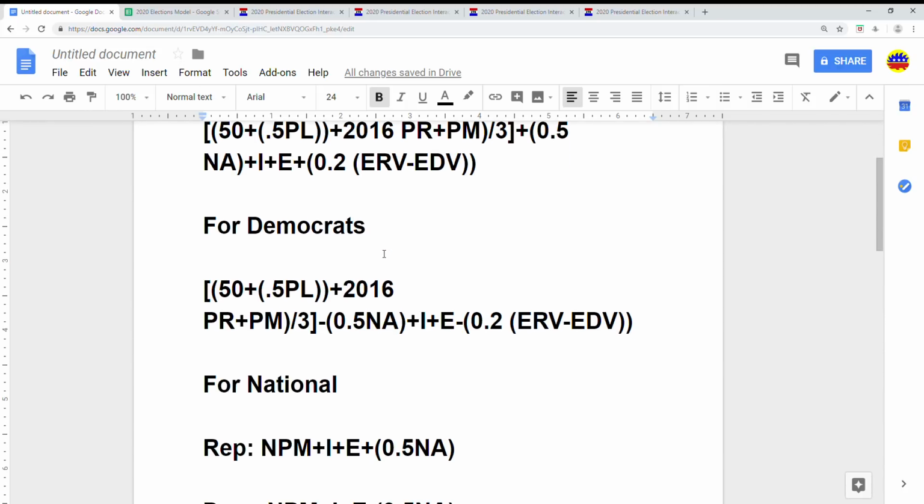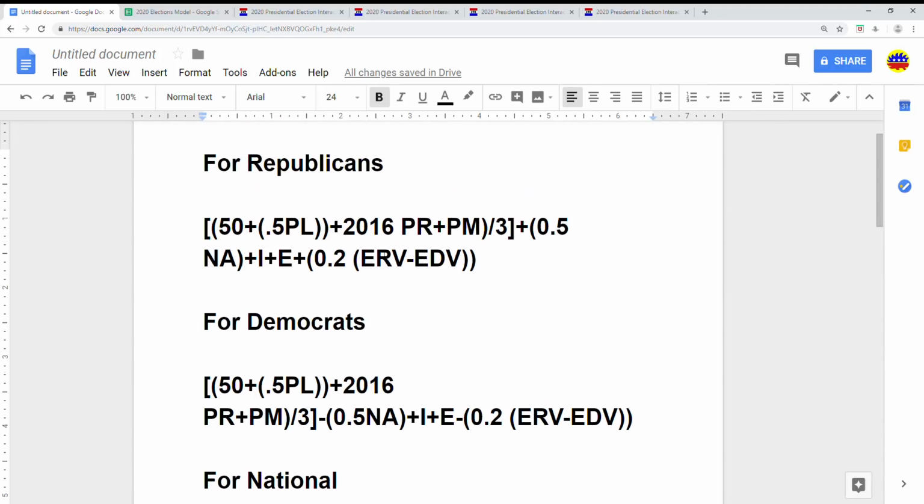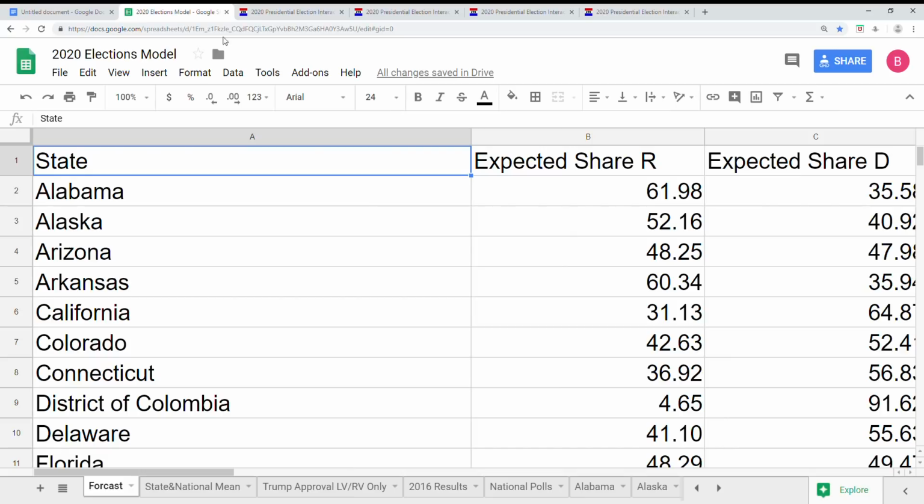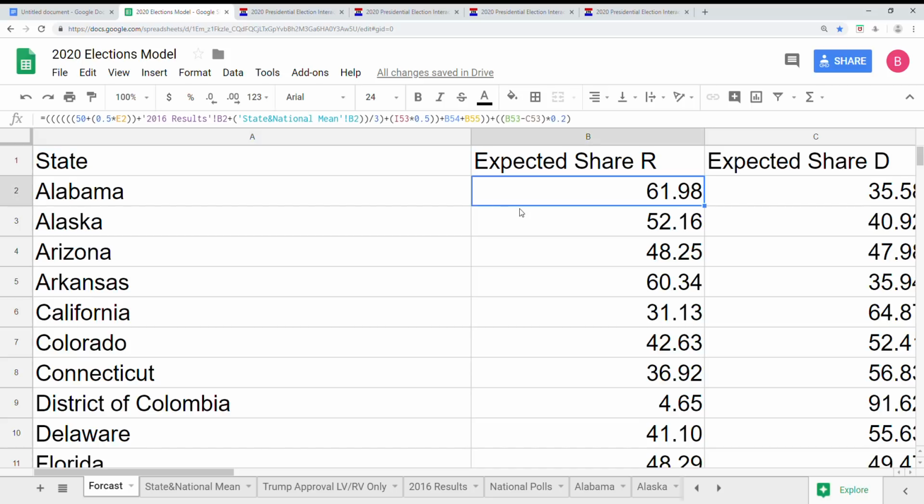So the first thing I want to do is explain how my model works, because there has been some confusion about that. I forget who asked about it, but I feel it's perfectly reasonable to be a little confused about all of this. So we're going to use Alabama as an example. So what does this gigantic string of numbers and references mean?